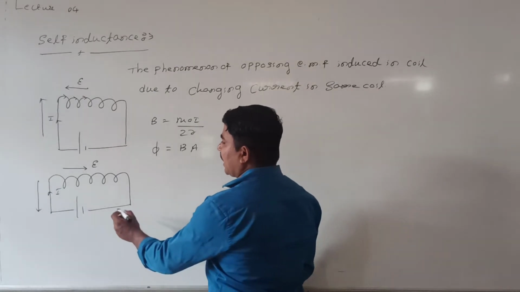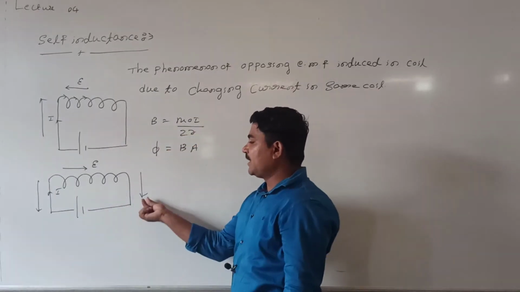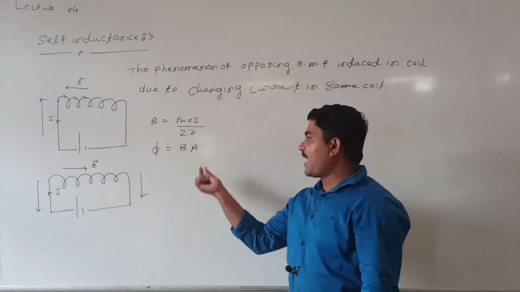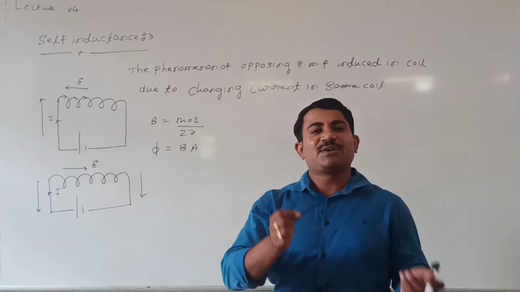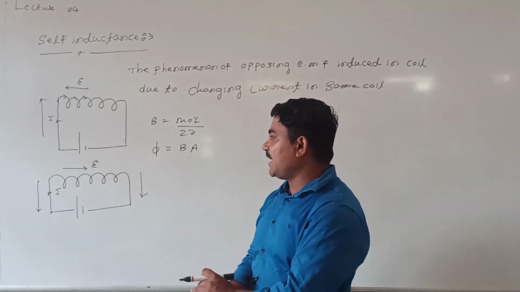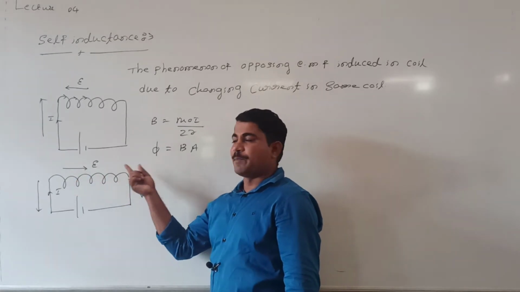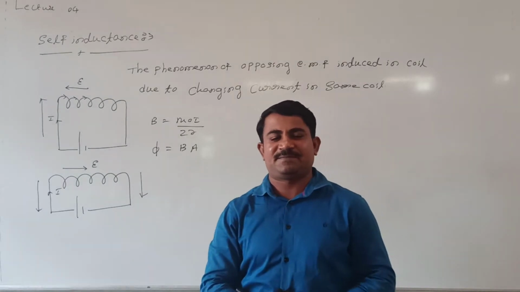Now, wherever current decreases in this coil, the magnetic field decreases. Wherever the magnetic field decreases, what happens to magnetic flux? Magnetic flux also decreases. Now due to the decrease in magnetic flux, in this case EMF is induced, and the induced EMF opposes the decrease in current, or opposes the decay of the current.